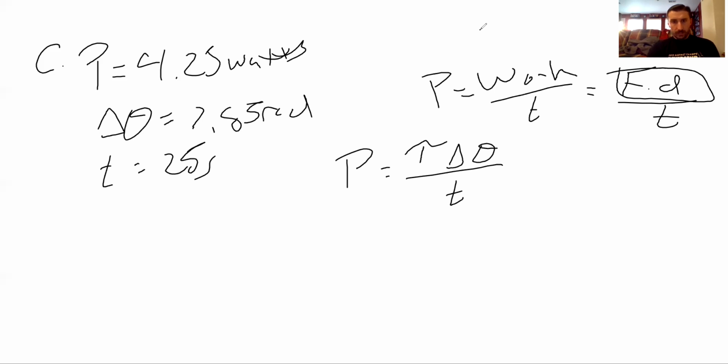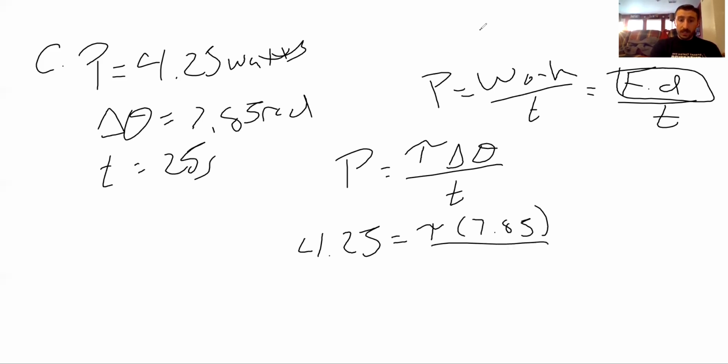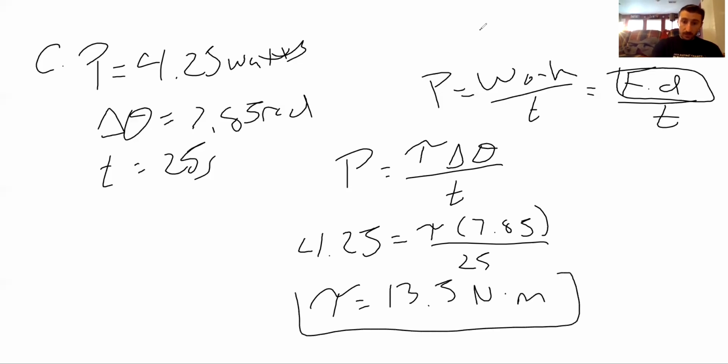I think we've got enough: P, yep, torque, yep, theta, yep. We need to find torque, right? So my power is 4.25, torque is what I'm looking for, theta is 7.85, and time is 25 seconds. So if I calculate the torque, I'm going to get 13.5 newton meters. That's it. See, right? Done. Question 2 done. All right.